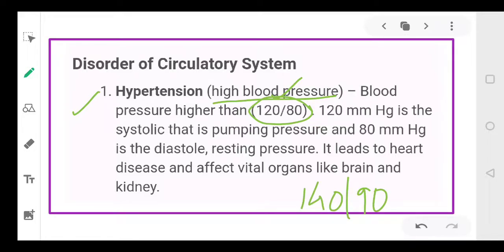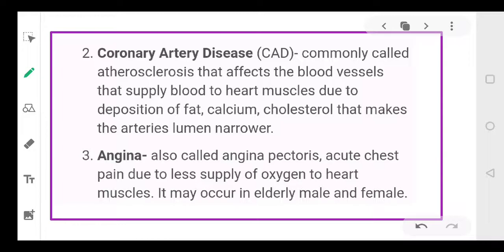Suppose your blood pressure is 140 by 90. We have checked your blood pressure a number of times and still we are getting the same value, 140 over 90. So you are having high blood pressure, dear students. And this high blood pressure can lead to heart diseases, and it can affect your vital organs like the brain and the kidneys.